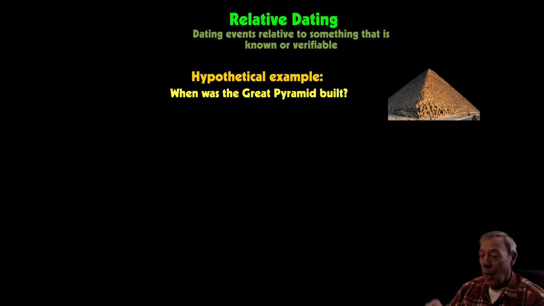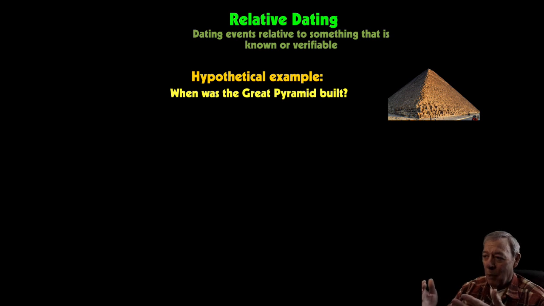So a scribe writing a history of his pharaoh might say, well, such and such a thing happened in the 3rd year of the reign of the pharaoh. So you now have a date: this thing happened 3 years after so-and-so became a pharaoh. But how do we know when he became a pharaoh? That's the question. So here's my example.